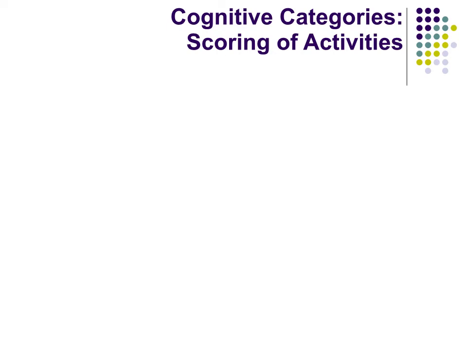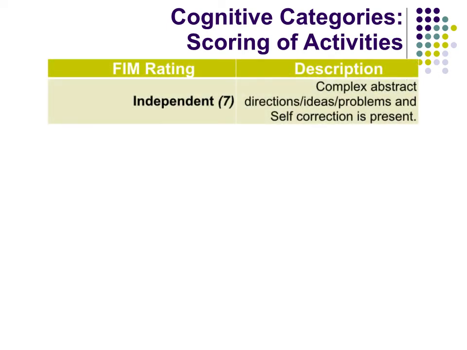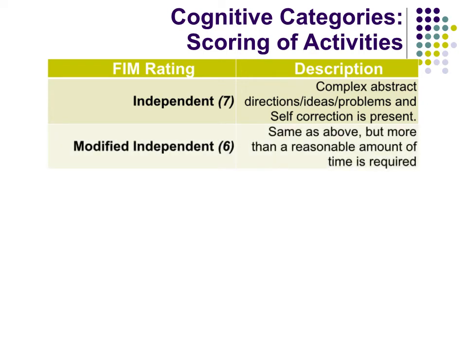So you made it to cognition, so you're almost finished. We're going to finish out these last 5 categories. Cognitive categories and scoring of those activities is going to be listed below. We're going to start with a level 7, which would include complex, abstract directions, ideas, problems, and the patient being able to self-correct. Then we would move on to modified independent, which would be the same as the independent category, except it would require more than a reasonable amount of time.